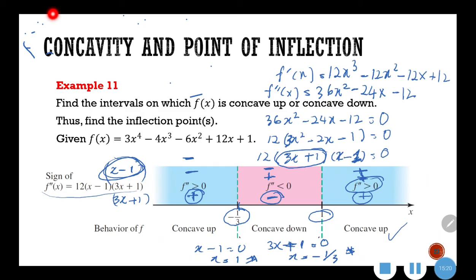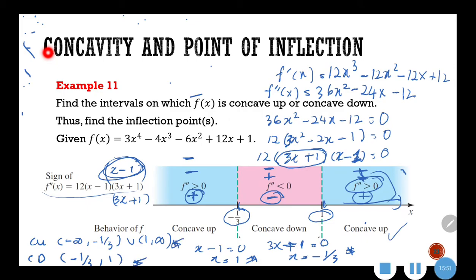So meaning here, interval of concavity, we have concave up. From where to where? Concave up is from negative infinity to negative 1 over 3. And we also have another interval for concave up, from 1 to positive infinity. This one, right? 1 up to infinity. Whereas concave down, we have from where? Negative 1 over 3 to 1. Okay, so this is the answer.